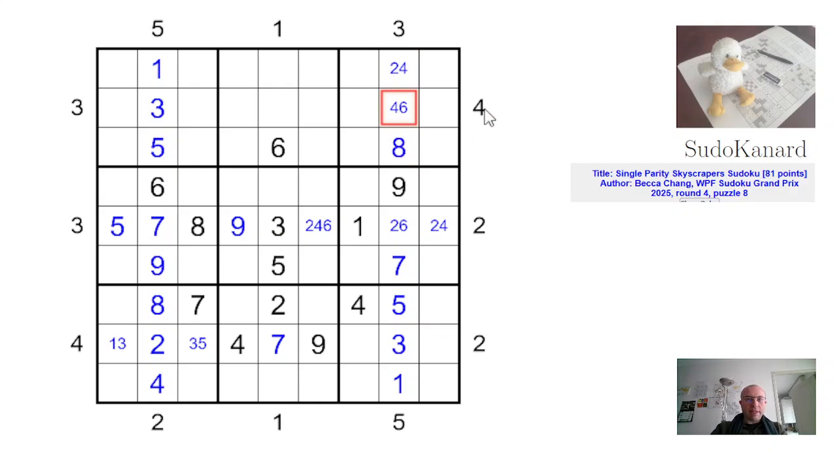And something tells me that 6 won't work well with this 4. I try to put a 6 here. I will never see 4 even digits. And I will never see 4 odd digits because only 7 and 9 will be seen after the 6. So this has to be a 4.